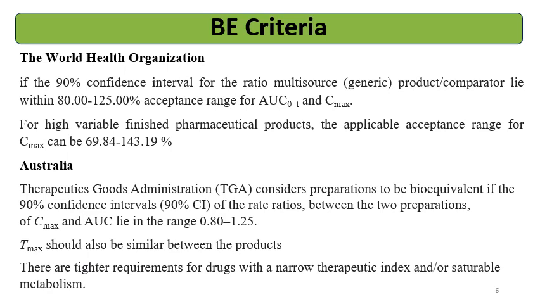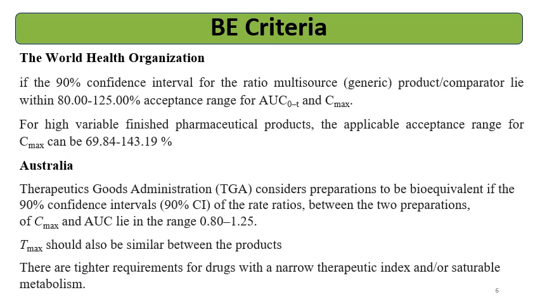For highly variable finished pharmaceutical products, the applicable acceptance range for Cmax can be 69.84 to 143.19%. This Cmax widening is done when the drug formulation shows high variability, and that variability should be more than 30%, then that product can be said to be highly variable.